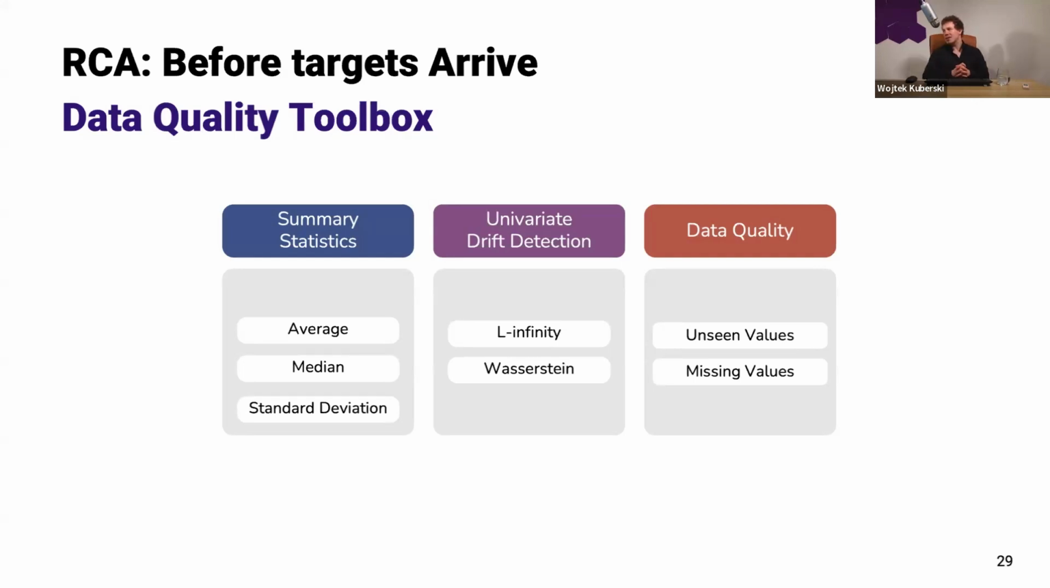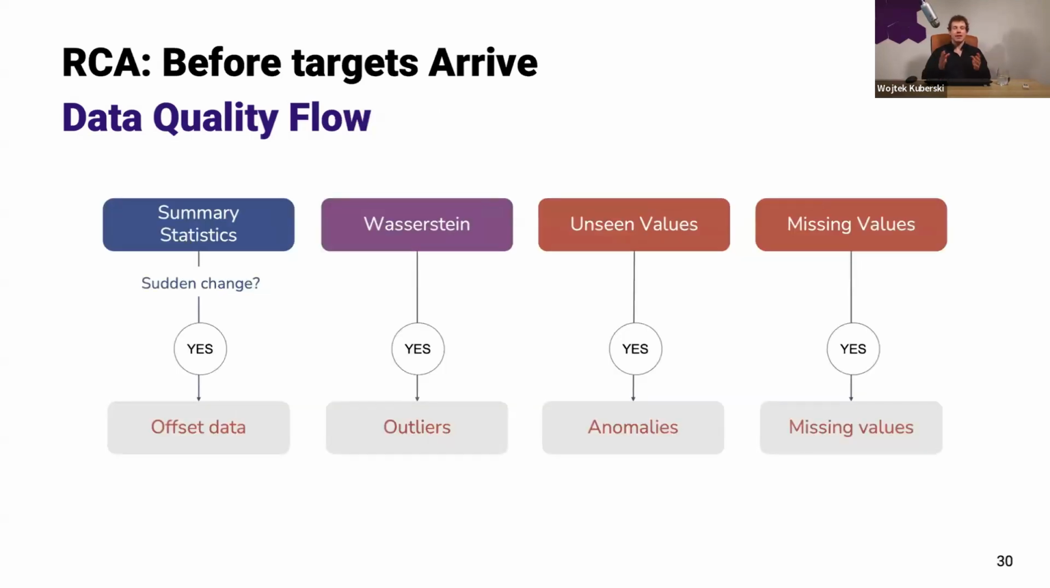And then we also have some quite simple data quality tools at our disposal. We'll be able to look at unseen values, which I already mentioned briefly before, and just the ratio of missing values and how it changes in time for each of the features. Now, the flow here is significantly simpler, and we can also parallelize this.